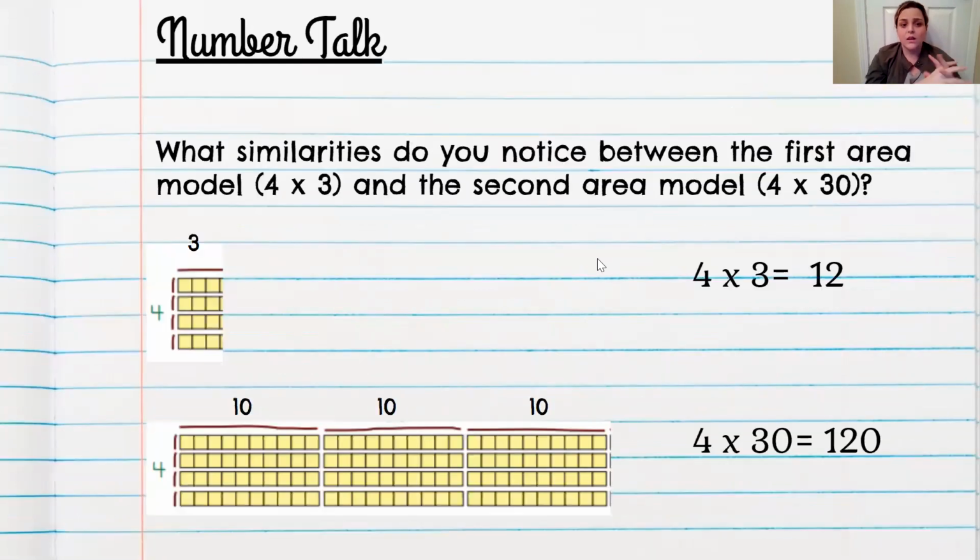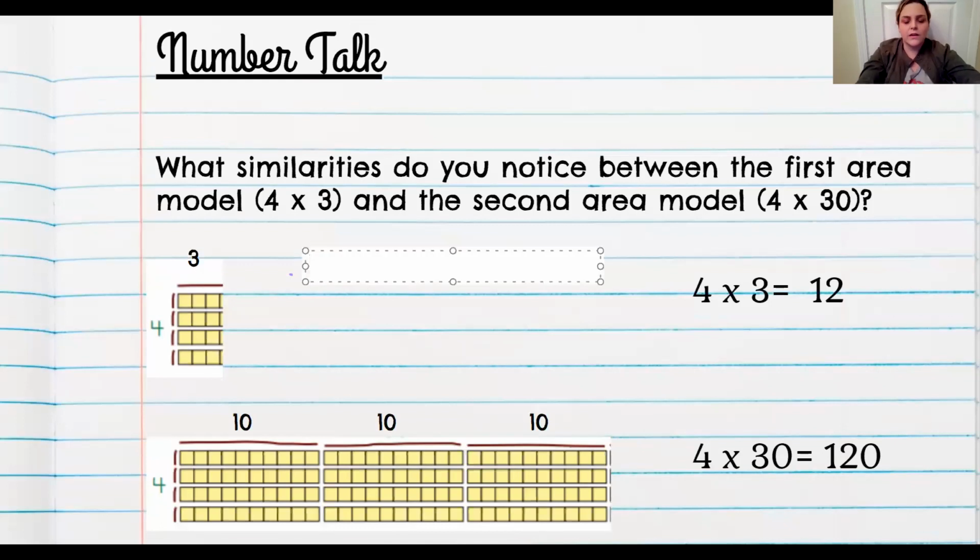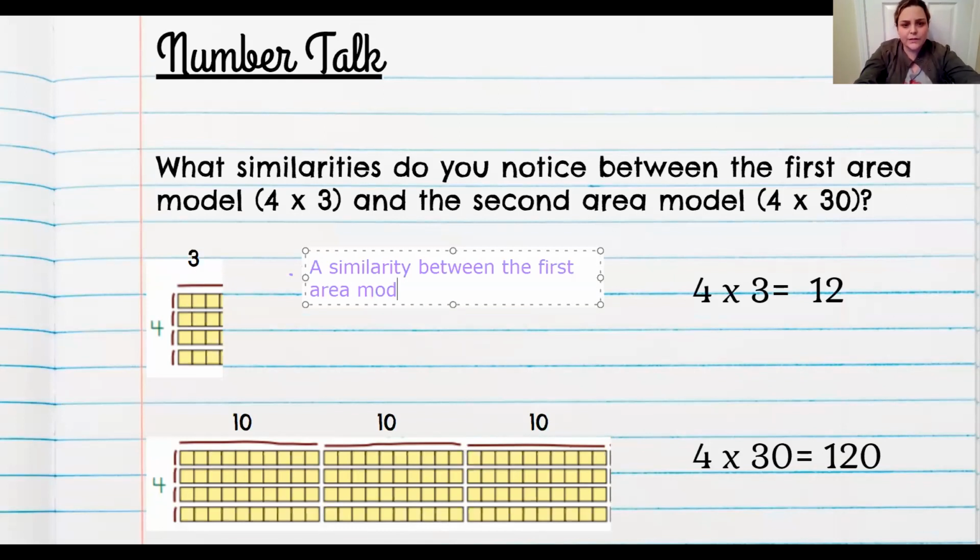So here's our number talk for today. What similarities do you notice between the first area model, 4 times 3, and the second area model, 4 times 30? So I'm going to ask you to type in a second, and this is what I want you to type. Let me see if I can get my typing again. So a similarity between the first area model and the second area model is, okay?